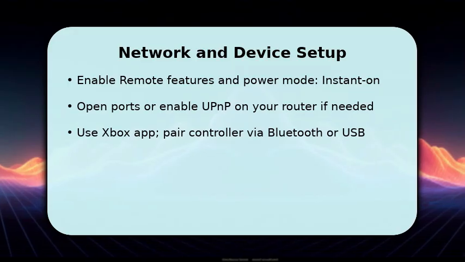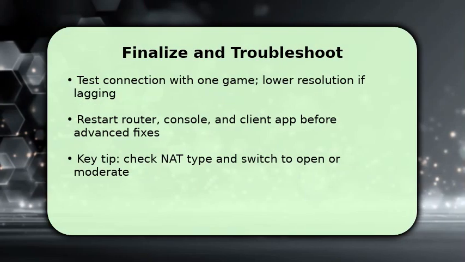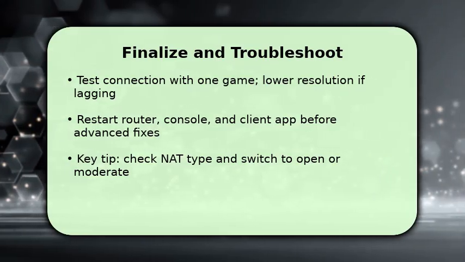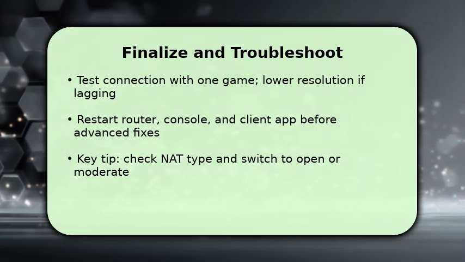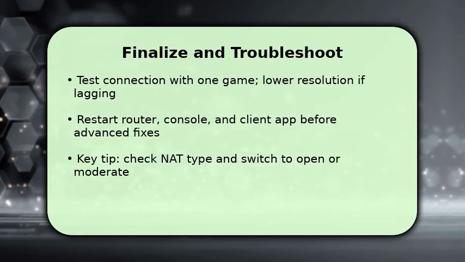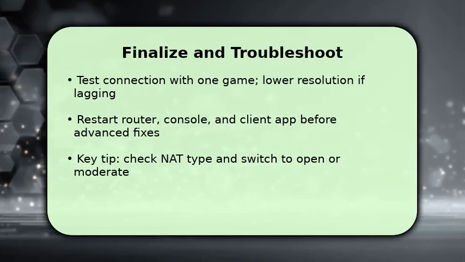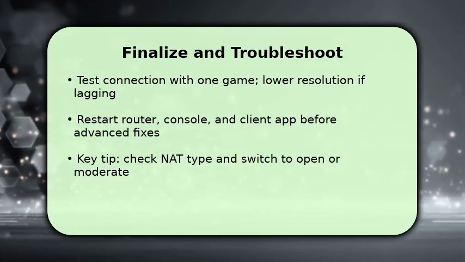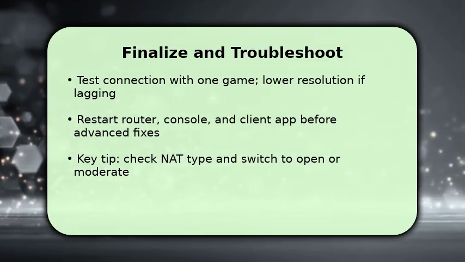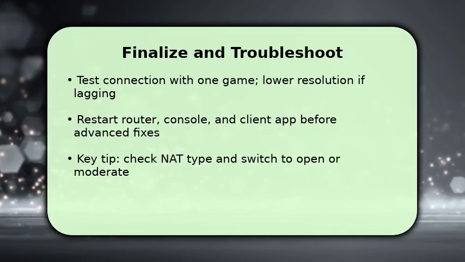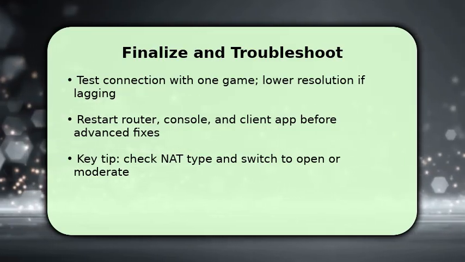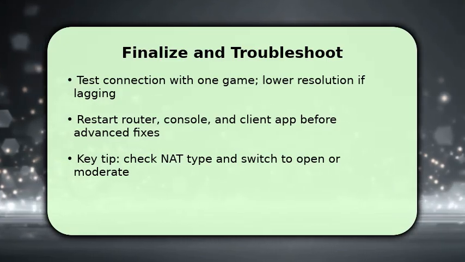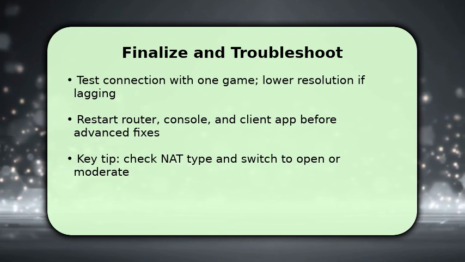Finally, you complete setup and verify performance. Launch the Xbox app and test with one game. If you notice stutter, lower streaming resolution in the app or in console streaming options to stabilize frame rate. If problems persist, restart your router, console, and the client device. This often clears transient network faults. One key troubleshooting tip: check NAT type, aim for open or moderate. If NAT is strict, adjust router settings or enable UPnP to resolve connectivity failures.